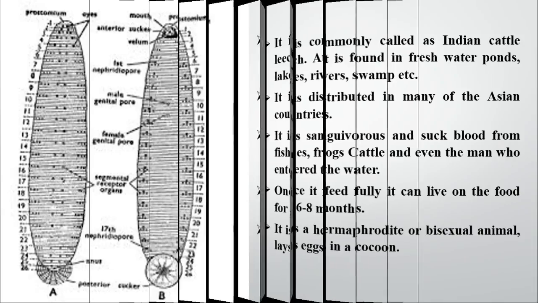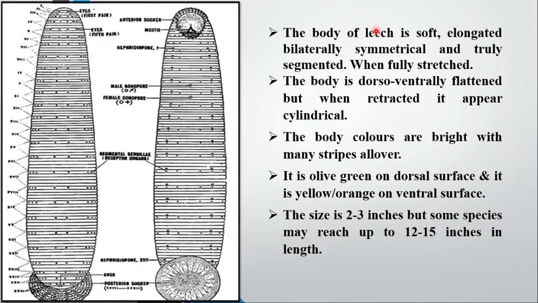Next, the body of the leech is soft, elongated, and bilaterally symmetrical, which means it can be divided into two equal lateral parts. It is truly segmented: the complete body, from the anterior most end to the posterior most end, is segmented when fully stretched.